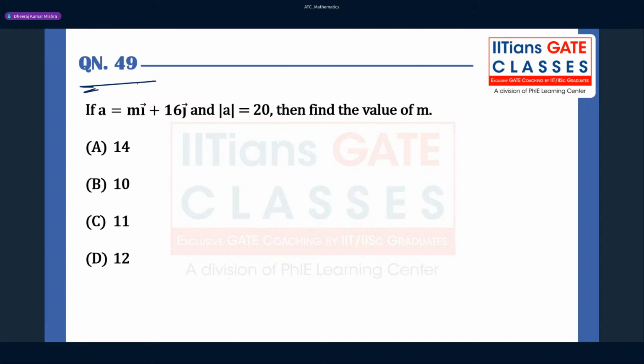Next question. What they have given is a equal to m i plus 16 j, and mod of a equal to 20. Then find the value of m.